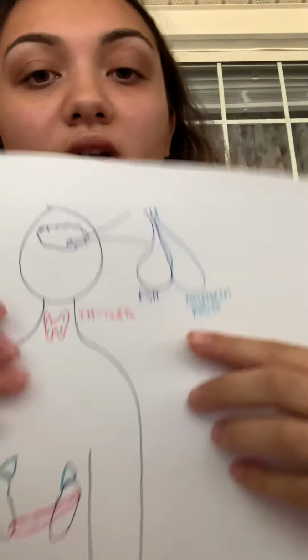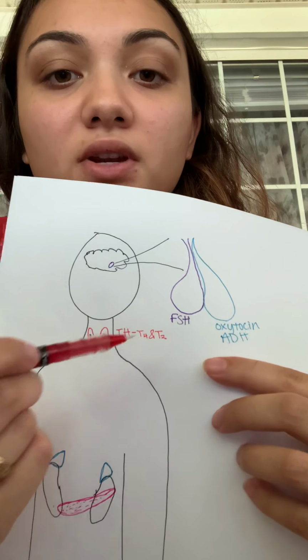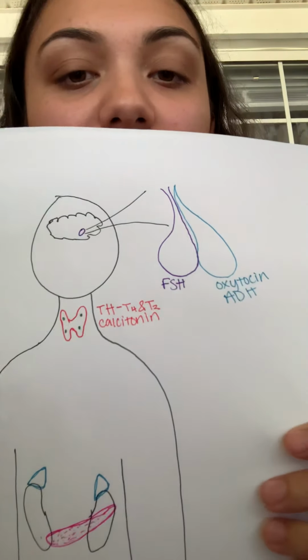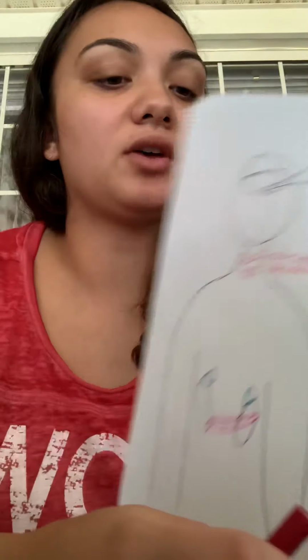So right here I wrote thyroxine and triiodothyronine, and together their functions are to increase the basal metabolic rate, and they aid in tissue growth. And then the second hormone that the thyroid gland produces is calcitonin, and what this hormone does is lower blood calcium levels.